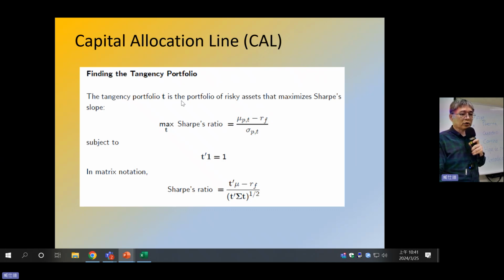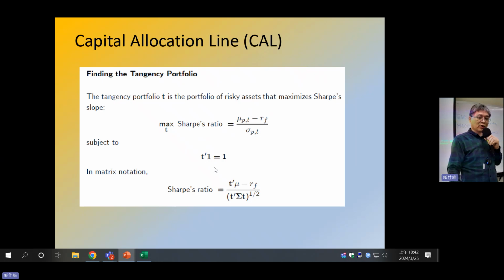Okay, so the tangency portfolio T is the risky asset portfolio that maximizes the Sharpe slope. If we have a risk-free rate of return, we call this RF. So we have the portfolio return minus the risk-free rate of return, divided by the standard deviation of the portfolio. So this is the Sharpe ratio. So now we have another optimization function. In this case, we have a Sharpe ratio, which is to be maximized, and also we have a constraint. Okay, so this is subject to a constraint.